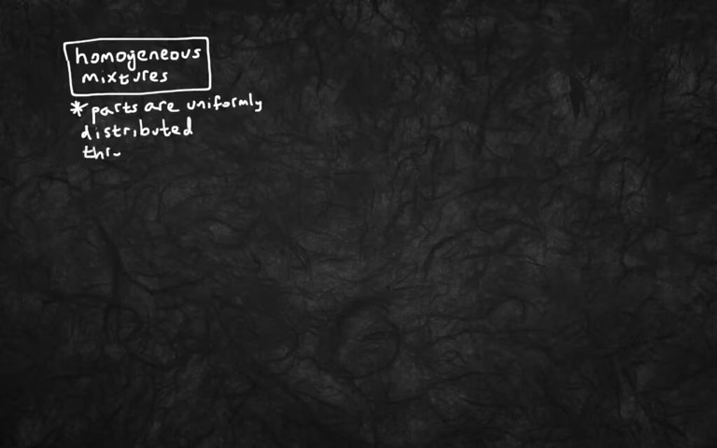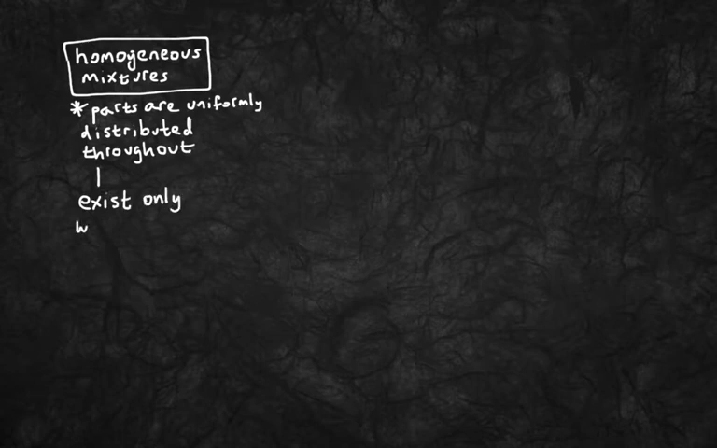Homogeneous mixtures, one, the parts are uniformly distributed throughout the mixture. So uniformly distributed means that when you look at a homogeneous mixture, you can't tell that there are multiple parts to it. Think maybe salt water. The salt has completely dissolved throughout the water. That's an example of a homogeneous mixture. You can't pick out the salt. You can't pick out the water. It's a little bit more difficult to separate.